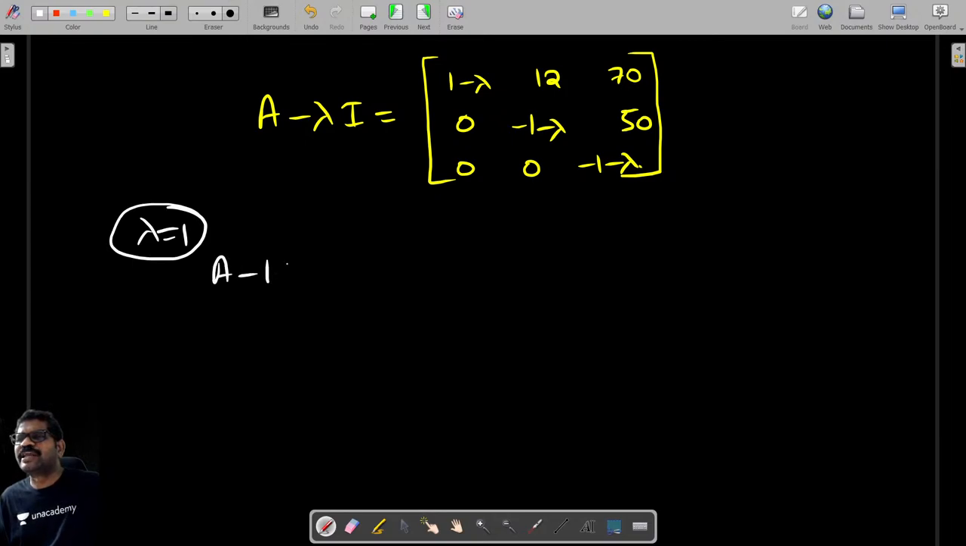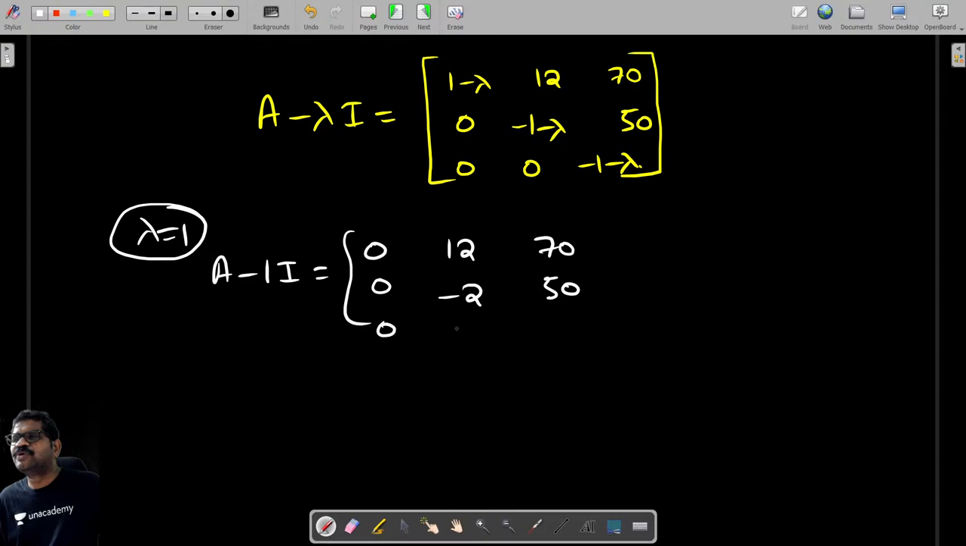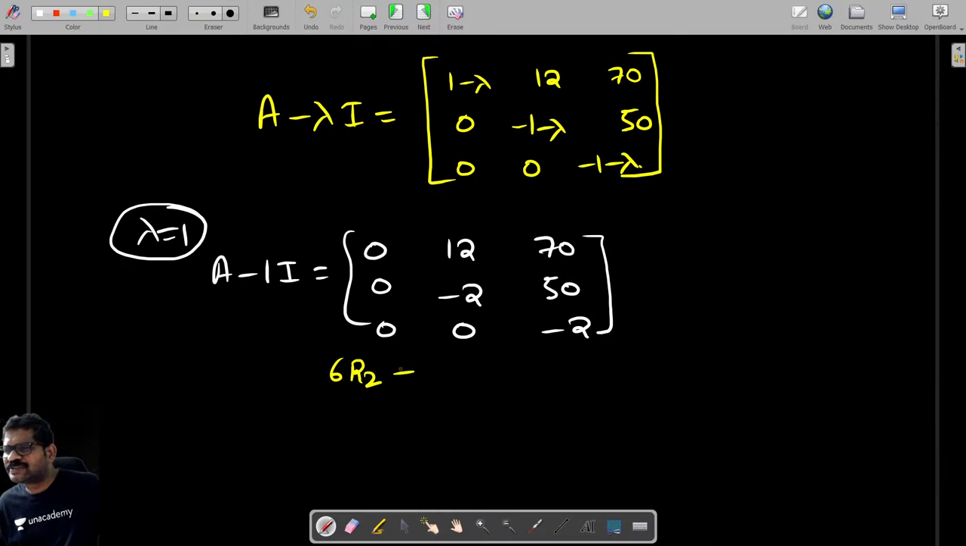Consider A minus 1 I. Put lambda equal to 1: 1 minus 1, 0, 1, 2, 7, 0, 0, minus 1 minus 1, minus 2, 5, 0, 0, 0, minus 1 minus 1, minus 2. Now you have to calculate rank. Here, it is not in echelon form. That's why I am going to apply the operation R2 plus R1. Now, 0, 12, 70, 0, 0, 300 plus 70, 370.